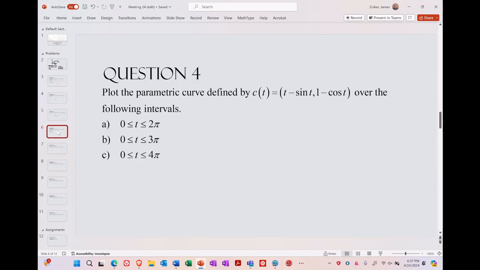Okay. This curve I actually like. This curve's fun. T minus sine of t, comma, 1 minus cosine of t. I'm going to do it over 3 intervals, and then I'm going to manipulate and extend the interval to go longer to show you what this does. We're going to go 0 to 2 pi, then to 3 pi, and then to 4 pi.